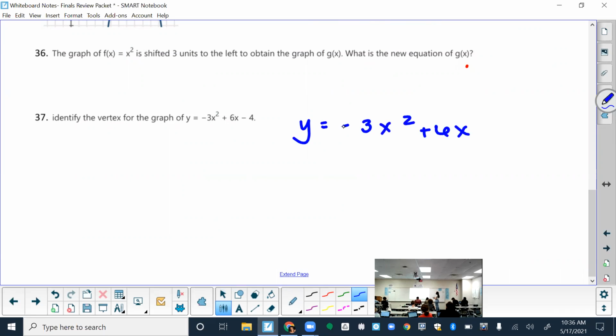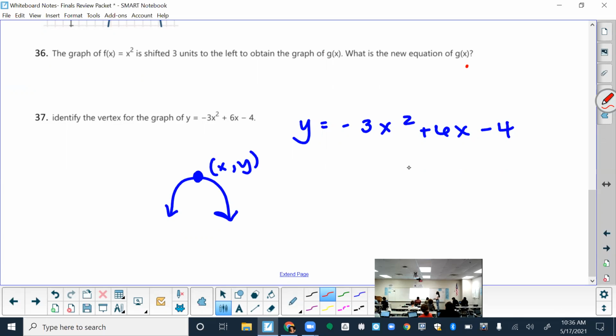I would graph it, and this time I'll use Desmos for it. I would graph it and look for either the highest point or the lowest point of my graph. Since this graph is going to be negative, so the leading coefficient is negative, it's going to look something like this. Whatever the highest point of my graph is going to be my vertex. All right, you could also solve for it algebraically.